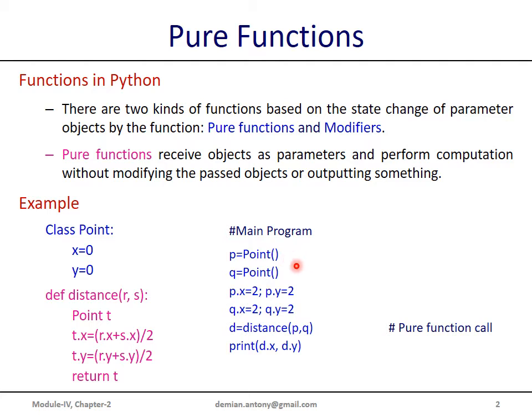This is the main program. We created 2 points p and q and we initialize the values, and then we make a call to the function distance, and this function is a pure function which doesn't modify p and q, I mean r and s, because r and s become the alias to p and q, and this function returns a new point which is a midpoint of p and q.